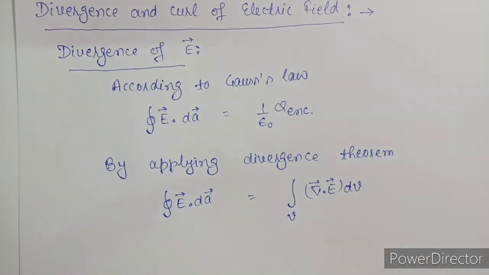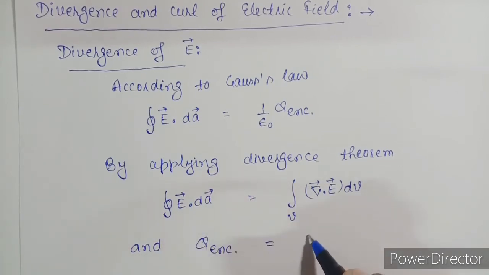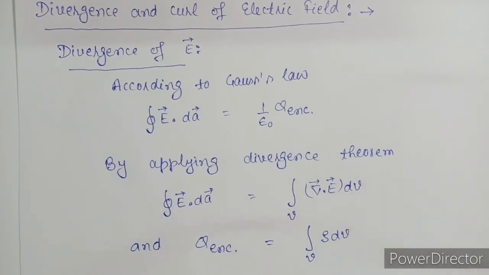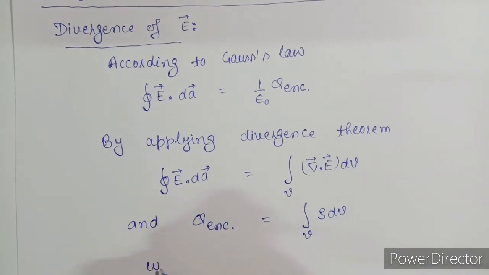Similarly, here we have the total charge enclosed. This total charge enclosed is equal to the integral of rho dV, and again here we have a volume integral. Basically here rho is the volume charge density.